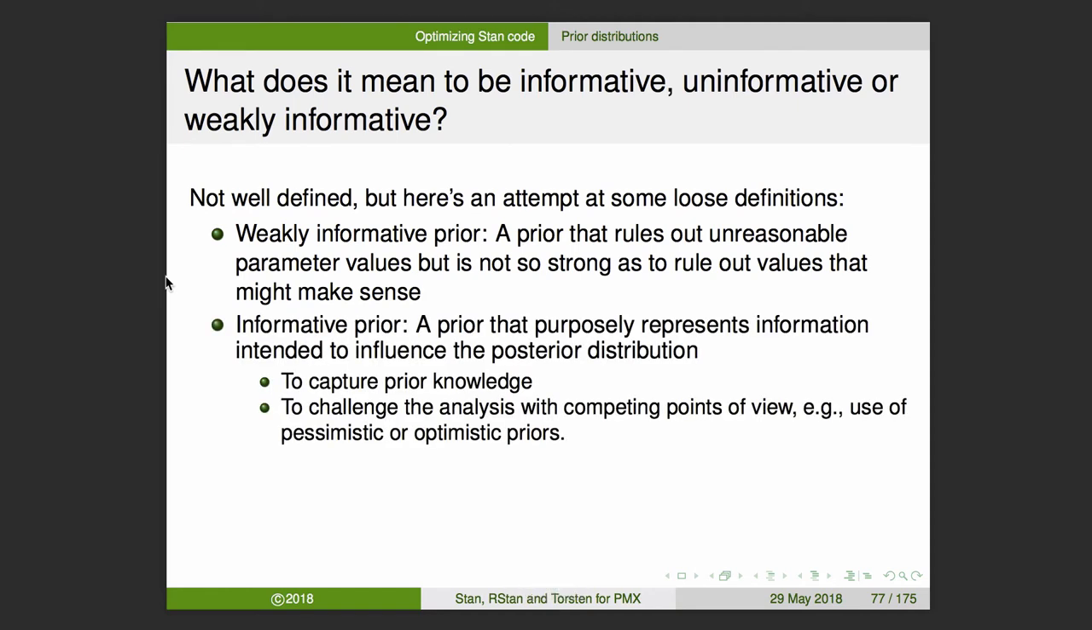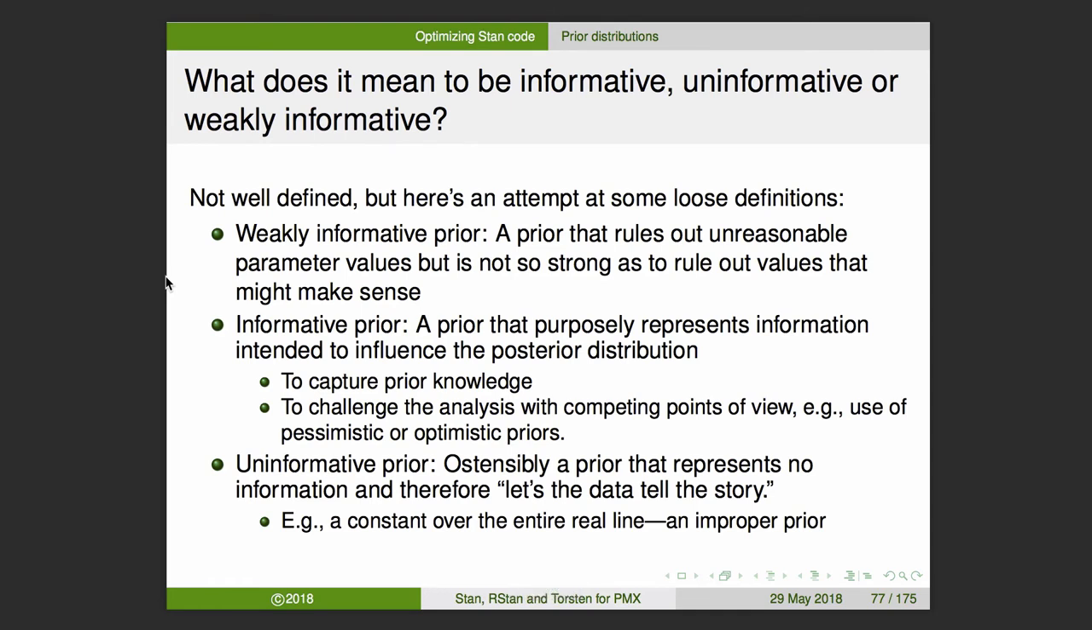Informative prior: when I say it without a qualification, I'm probably also meaning what you might call strongly informative. I mean a prior that purposely represents information intended to influence the posterior. So that means I'm trying to capture things like prior knowledge, or in some cases, I may be deliberately trying to challenge my analysis by seeing what happens under competing prior assumptions. For example, using a pessimistic or optimistic prior to see how that influences the inference I would make from this analysis. You can think of that as a kind of sensitivity analysis.